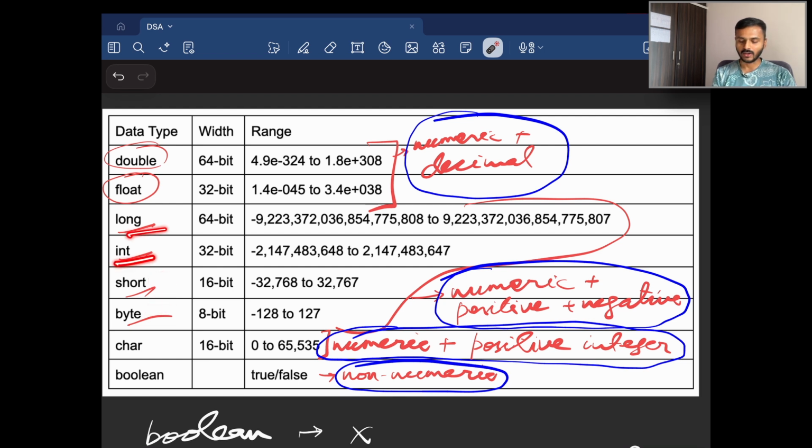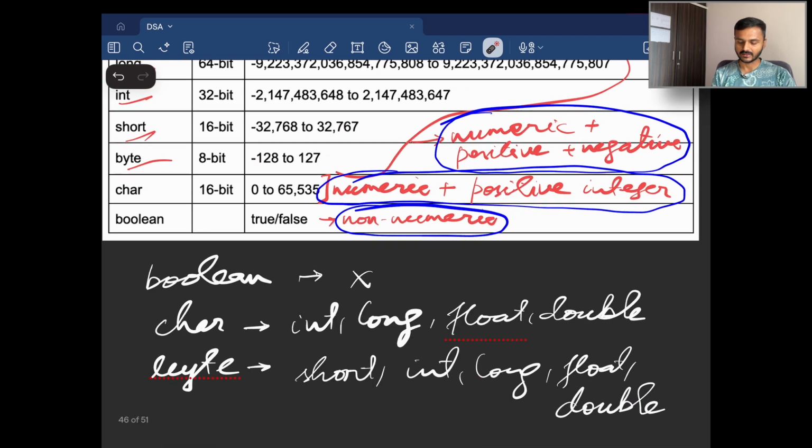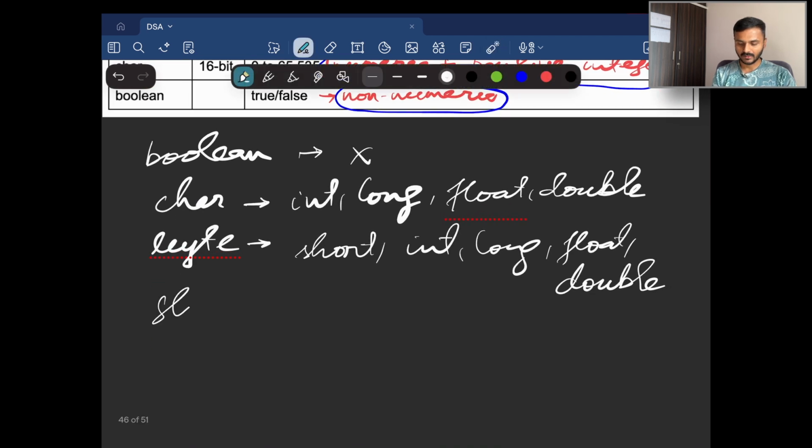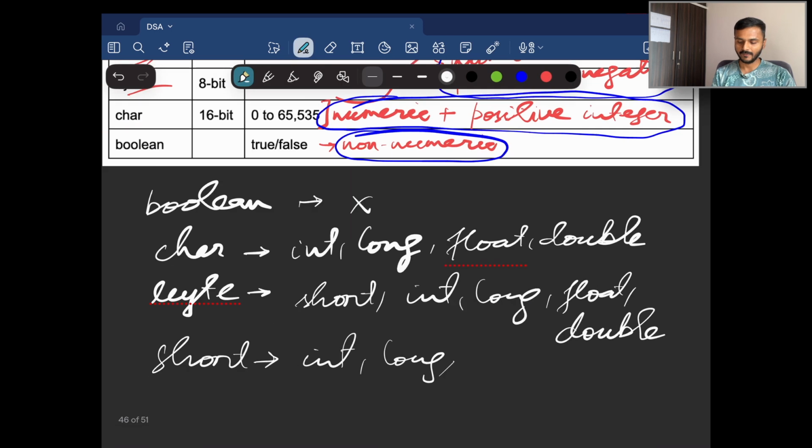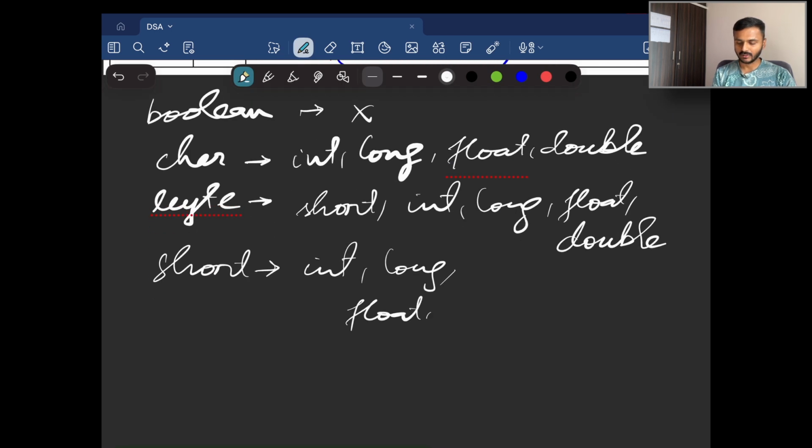But how about int and long? Well, short is compatible with int and long because the range of int and long is way more than the range of short. And both int and long hold both positive and negative integers. So let's put this down. Short is compatible with int, is compatible with long. And we can also say that short will be compatible with double and float, right? So let's put that down here.